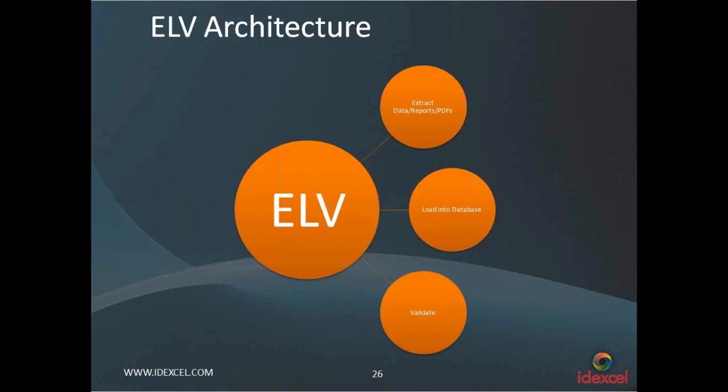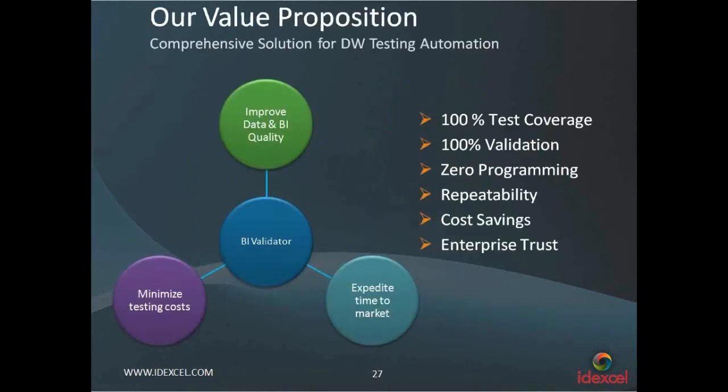So ELV, the E stands for extract: get the data, reports, PDFs, load it into a database, into our own tool or wherever you're planning to, and then validate and ensure that the actual results match the expected. So the value proposition from BI Validator, which is a tool that realizes the ELV architecture, the whole objective is how can we enable 100% test coverage.